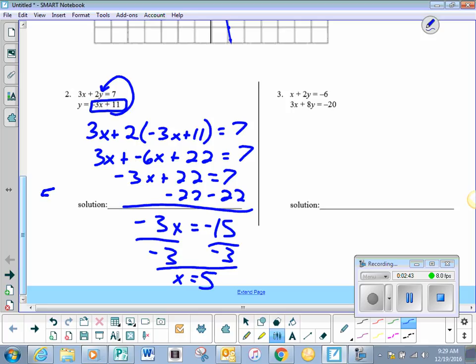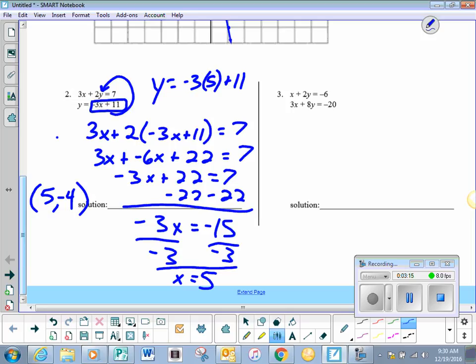So 5 is my x part of the solution. When I plug in 5 for x, what do I get for y? I get y equals negative 3 times 5, which is negative 15, plus 11, which is negative 4. Now I check it. Plug and chug the check. Is 15 plus a negative 8 equal to 7? Yes. Does negative 4 equal negative 15 plus 11? Yes. Check it. It's silly not to.